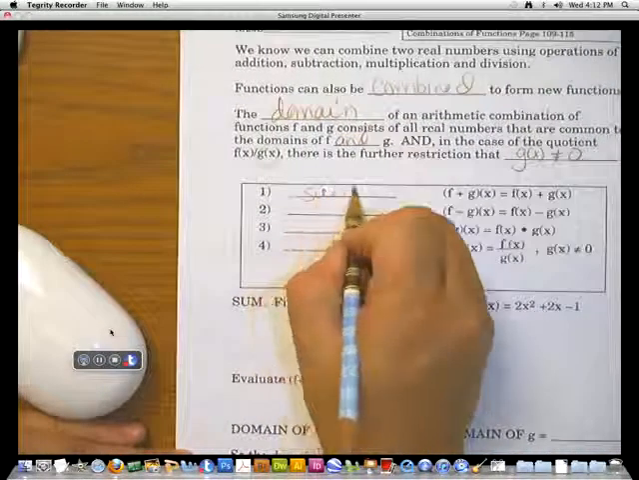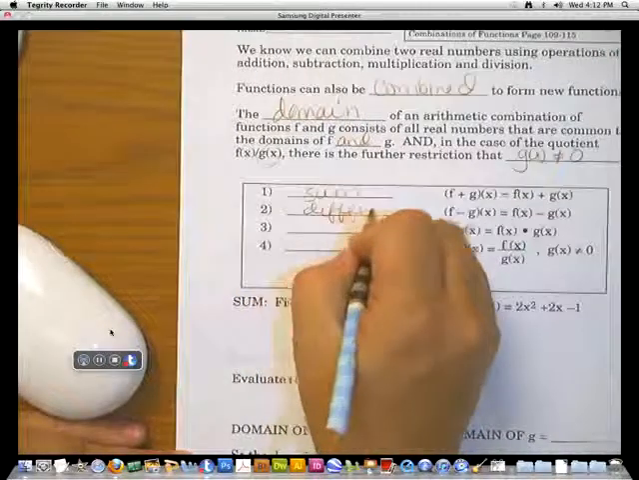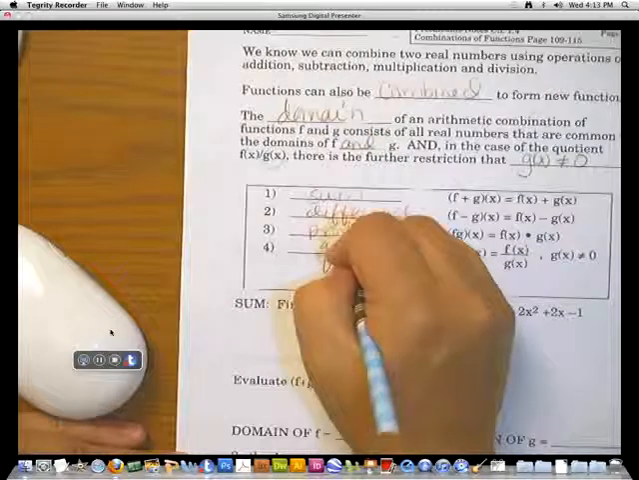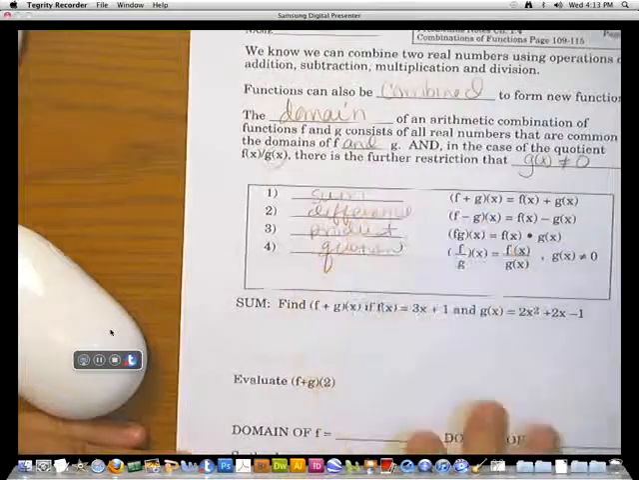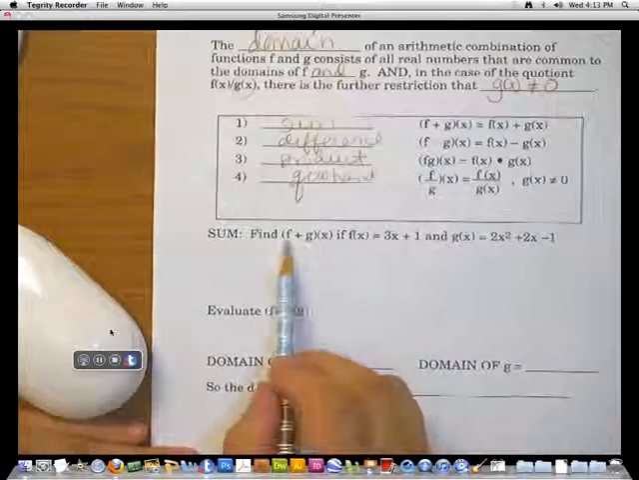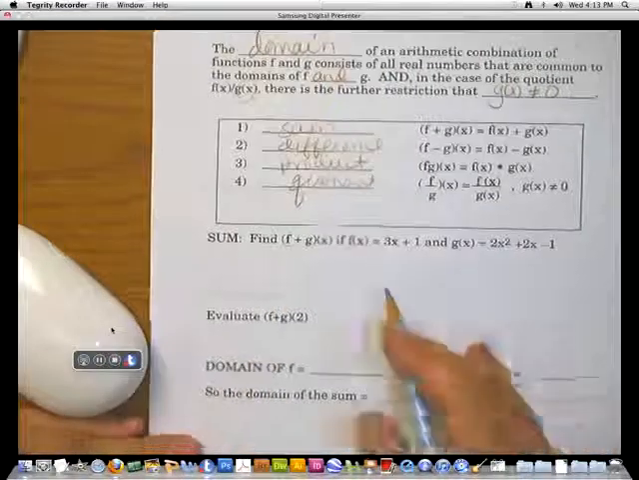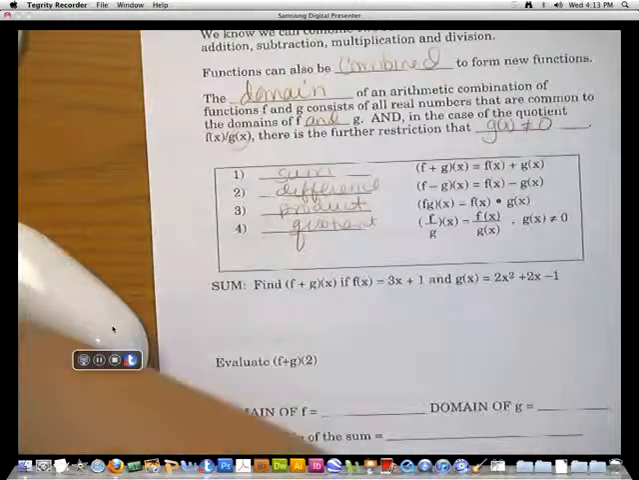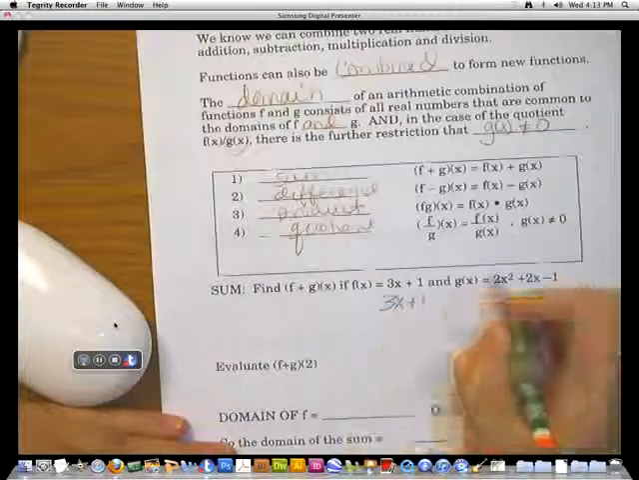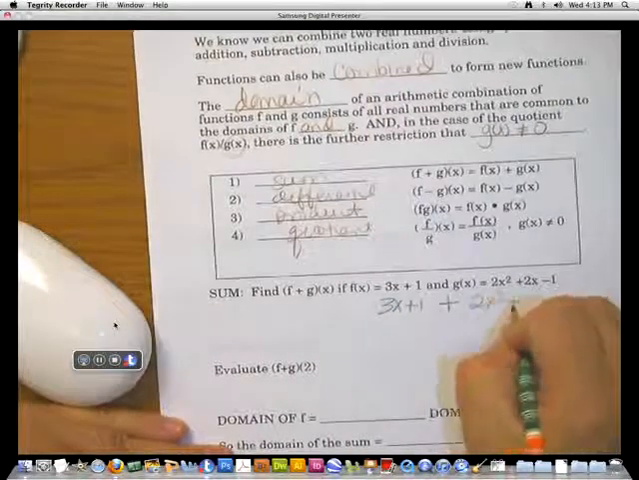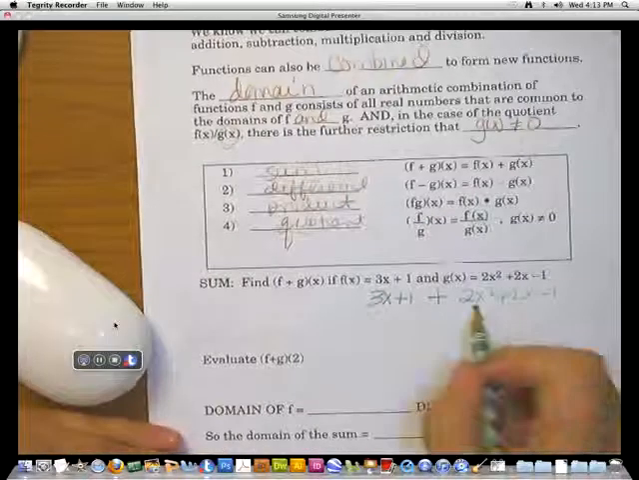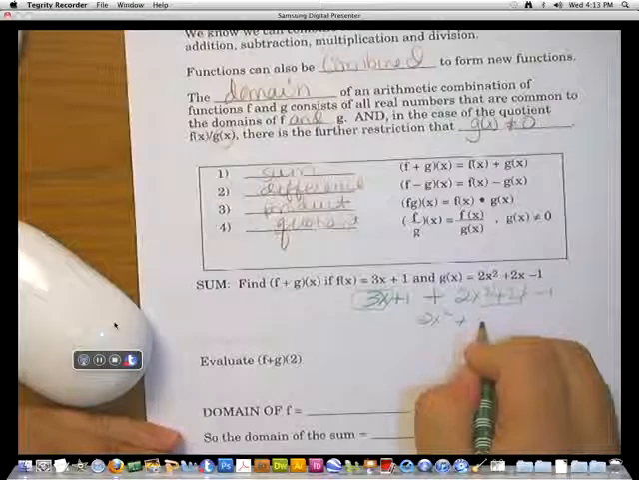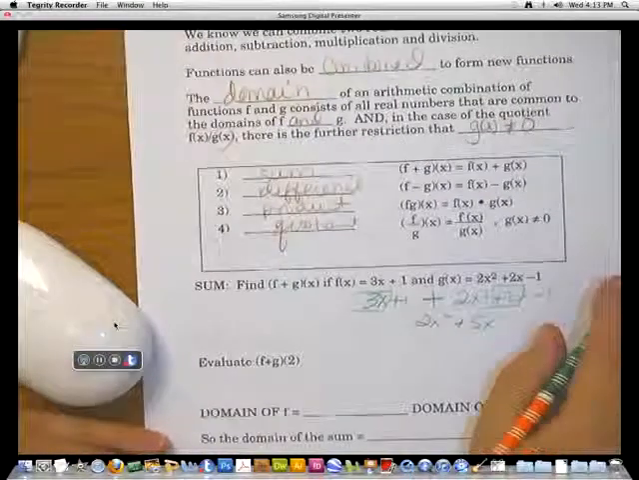When you're adding them, we get a sum; subtracting is a difference; a product when you multiply; and the quotient when you divide. So if I'm going to find the sum of my functions, I literally just add them together: 3x plus 1, plus 2x squared plus 2x minus 1. We put things in the proper order, largest exponents first, combine our x terms, and then the ones cancel each other.